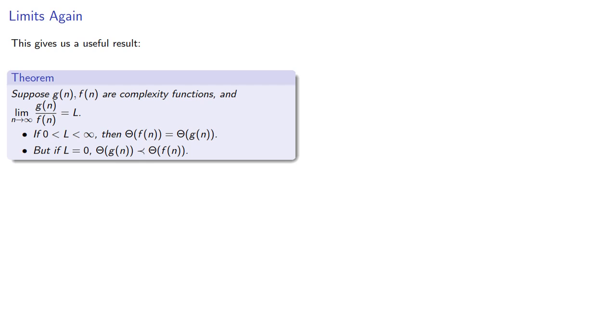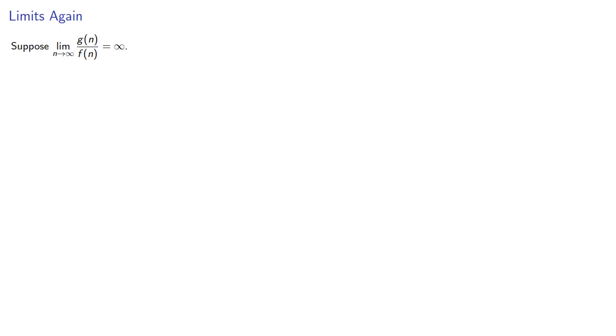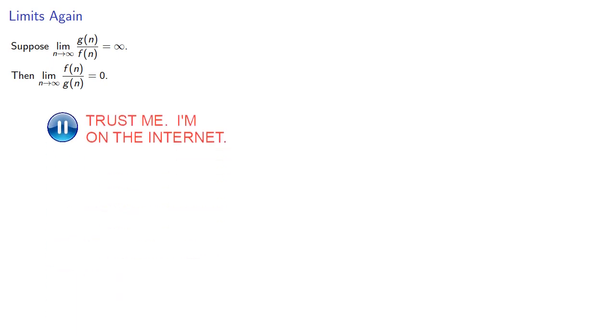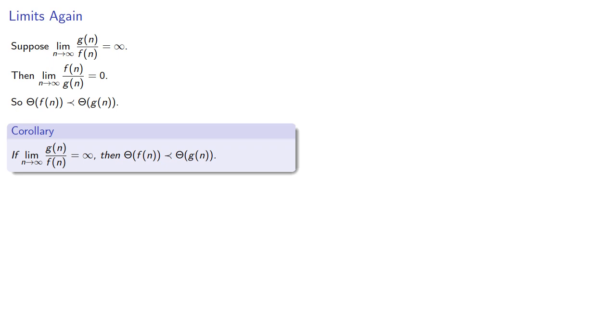Now, a useful idea is to consider the corollaries. And in particular, we don't know what happens if the limit is infinity. So suppose the limit is infinity. Then, if I take the reciprocal, that limit will be 0. And so the order of f of n will be less than the order of g of n. And so our corollary tells us what to do if the limit is infinity.